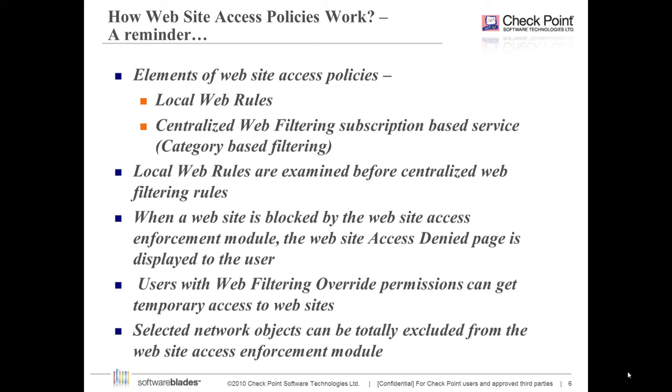How website access policies work. Elements of website access policy. We'll have the local web rules, and we'll have central web filtering subscription-based service or category-based filtering. Local web rules are examined before centralized web filtering rules. When a website is blocked by the Website Access Enforcement module, the Website Access Denied page is displayed to the user. Users with web filtering override permission can get temporary access to those websites.